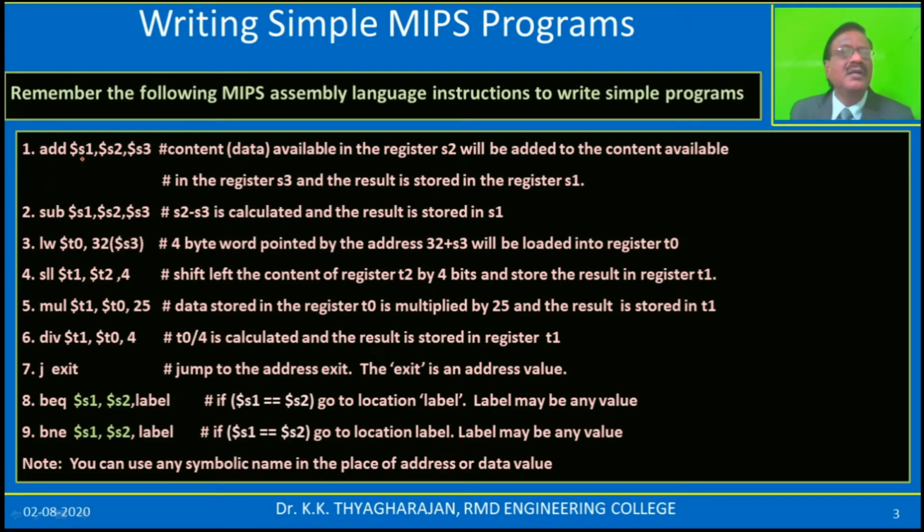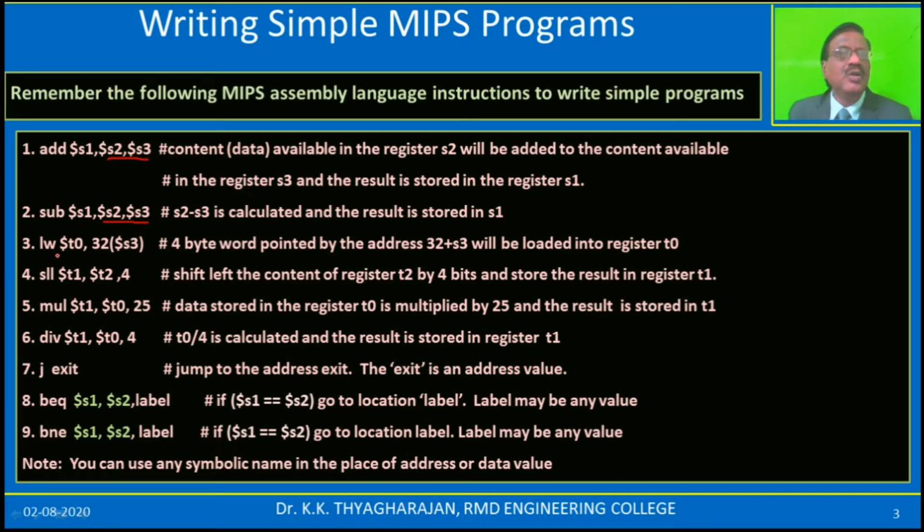So add $S1, $S2, $S3. It means that the values of S2 and S3 will be added and the result will be stored in S1. Then subtract $S1, $S2, $S3 means S2 minus S3 will be calculated and the result will be stored in S1.